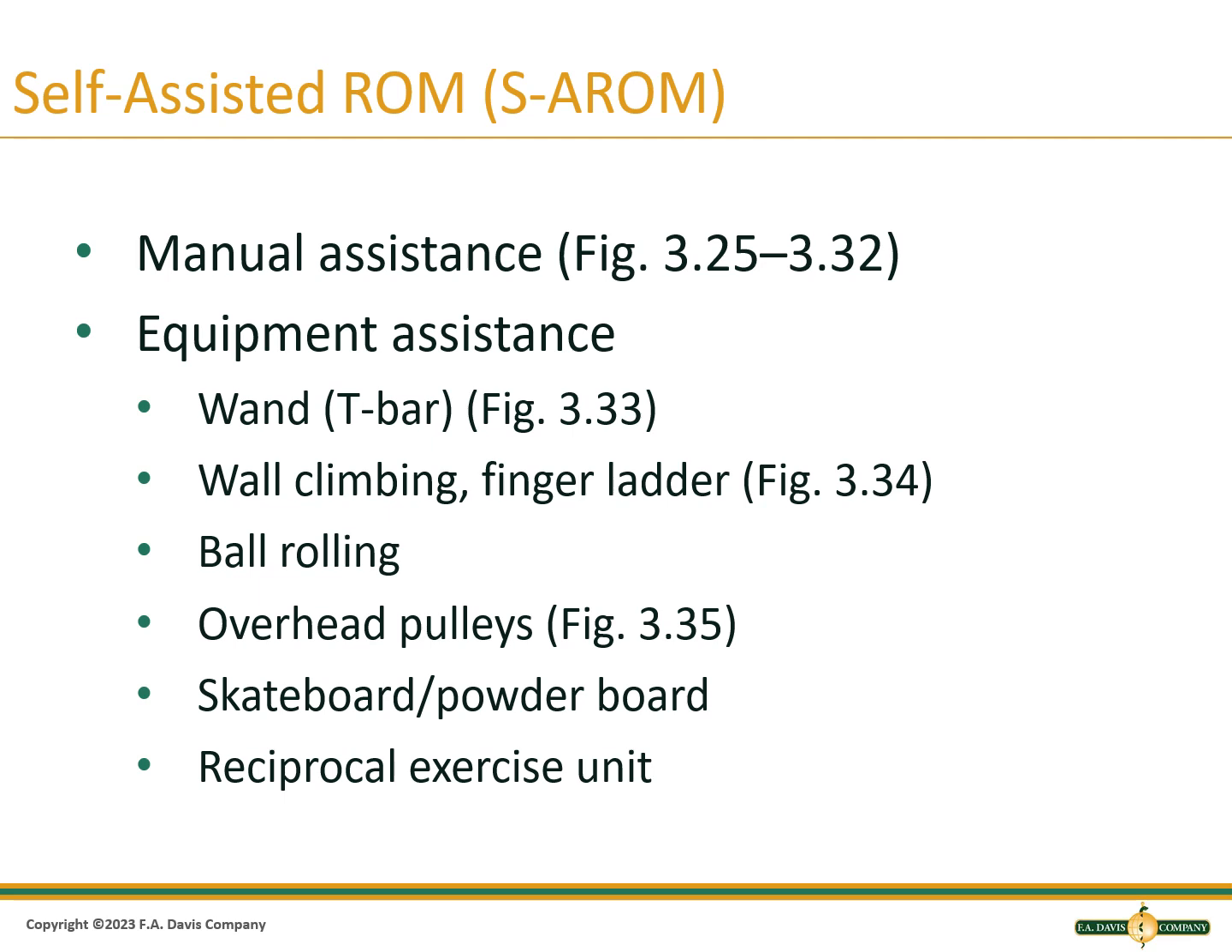We will also go over self-assisted range of motion, where the patient is providing assistance to themselves to move through range, whether that's manual assistance, which you can check out those figures to see what that looks like, or use of equipment. We'll use a lot of wand and T-bar for shoulder motions, while climbing and finger ladder, again, for upper extremity range of motion, self-range. Ball rolling, overhead pulleys, skateboard or powder board, and reciprocal exercise units. So all of those are going to be different types of equipment that we can utilize, and we will go through some of them in your lab activity.